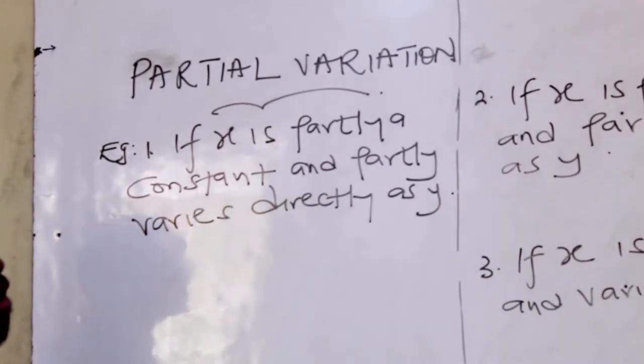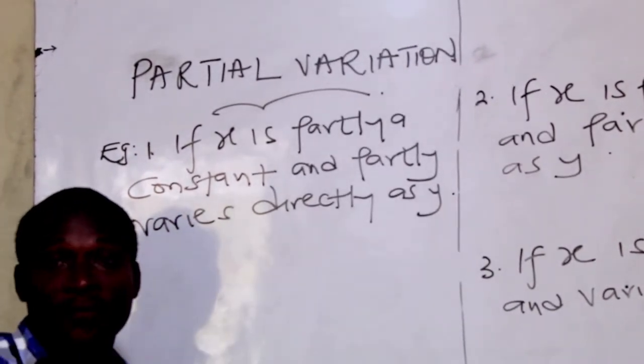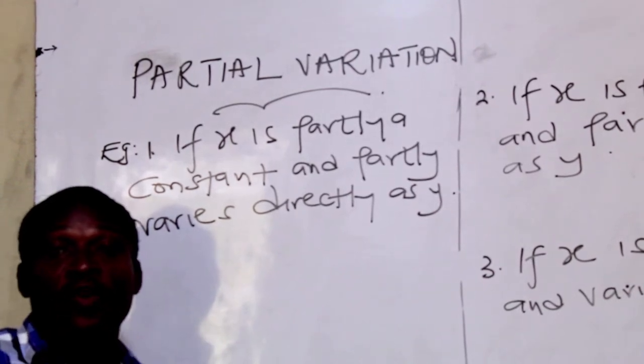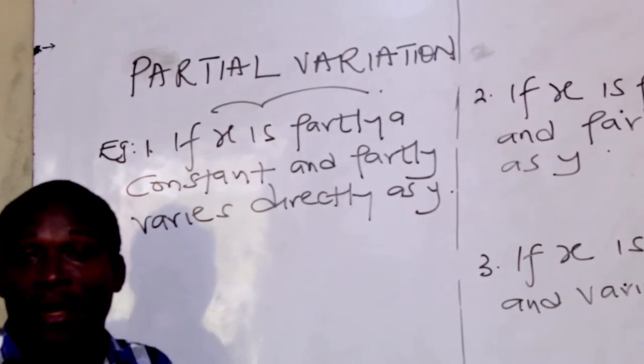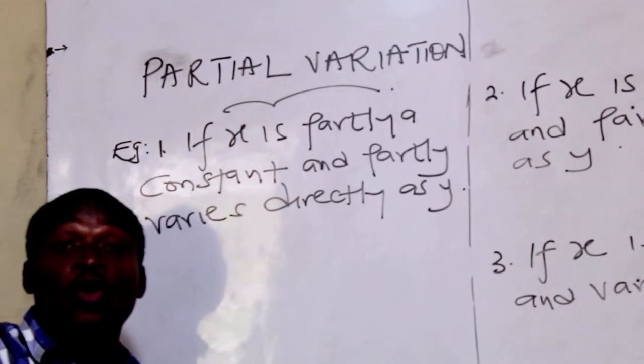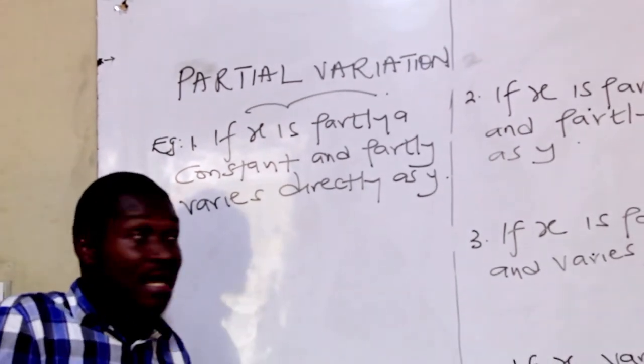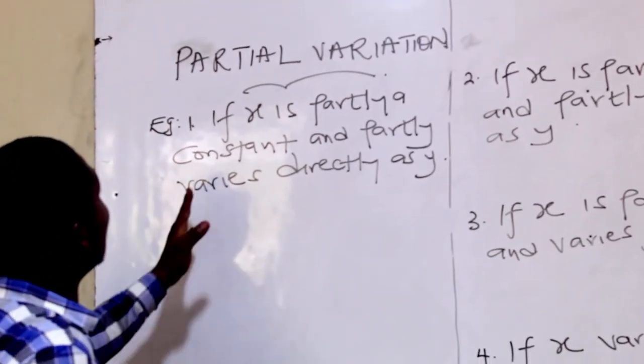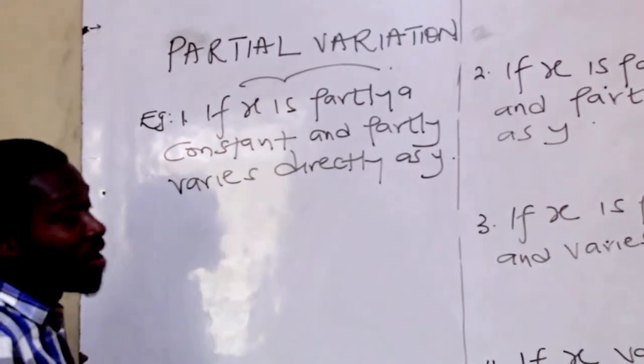In partial variation, we have two constants here. The new constant called K1, and maybe the old constant that we know already called K. Good. Now, let's see some examples under partial variation.